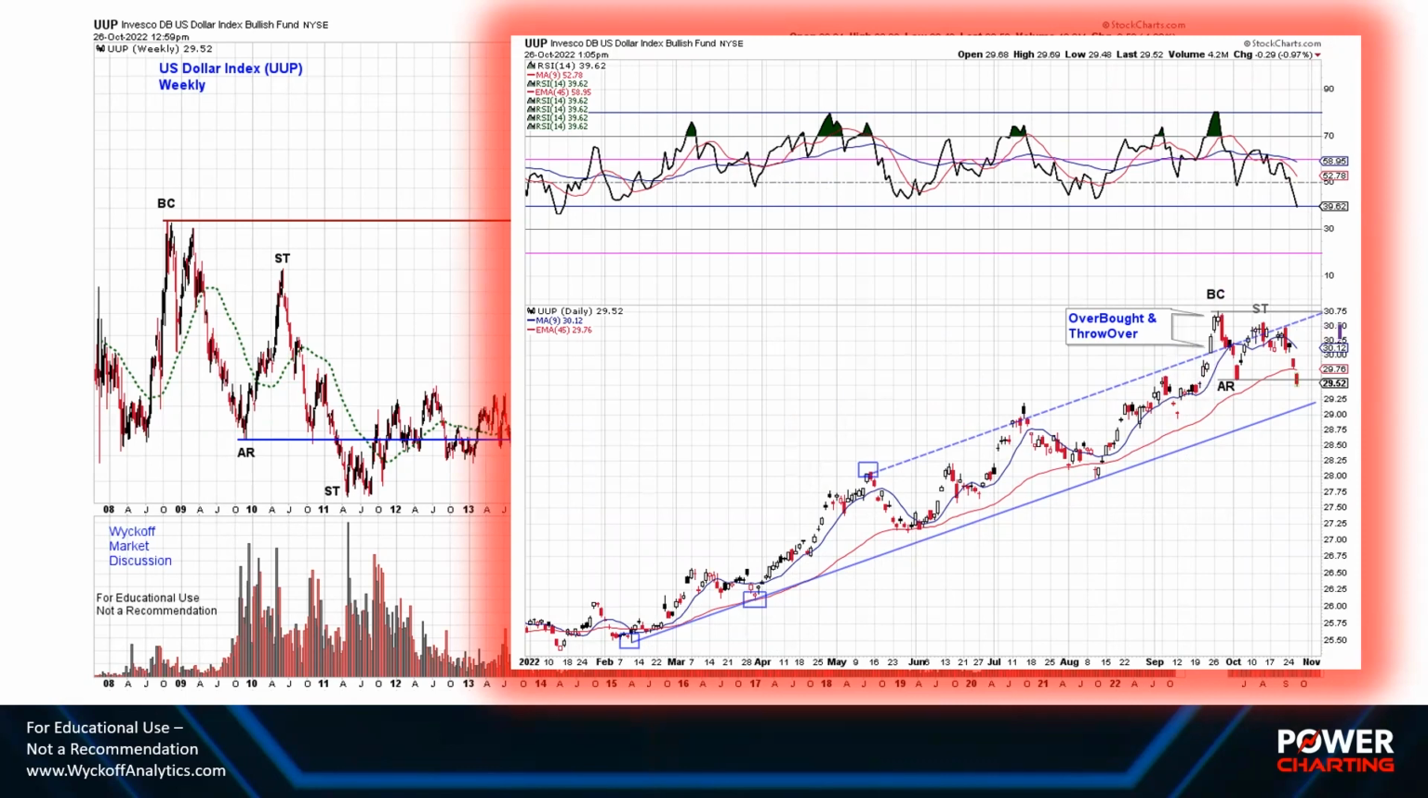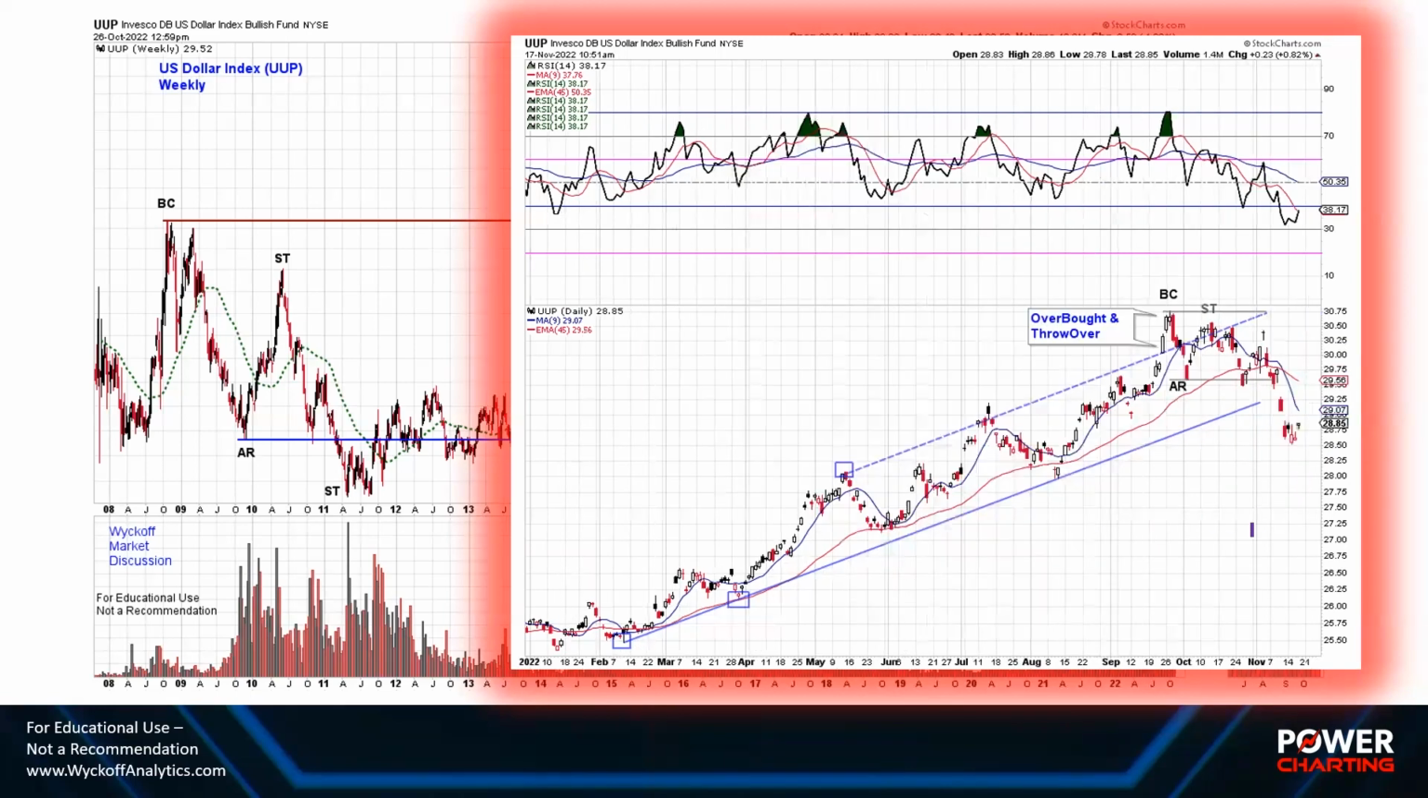Back then, we said at the time, this is at best case a range-bound market for the dollar. Now it's tested twice, come back down to the support of the automatic reaction. At this point, it's still in the channel as of October 26th. What has happened since? I want to show you this because it's just dramatic. It's so interesting.